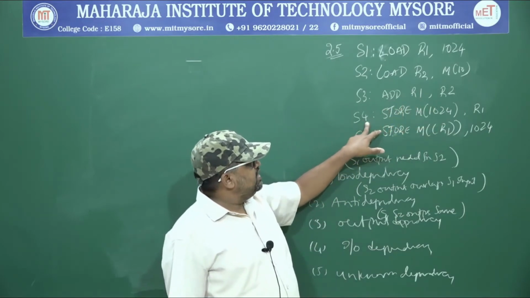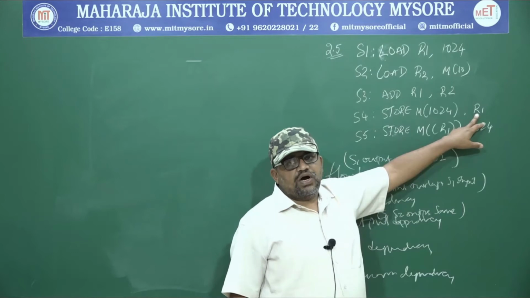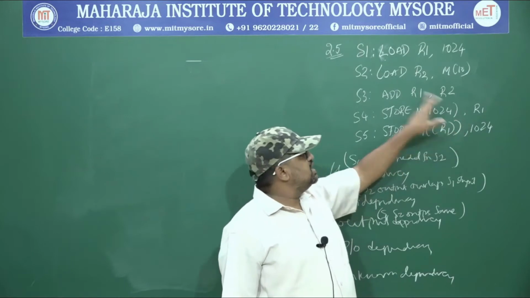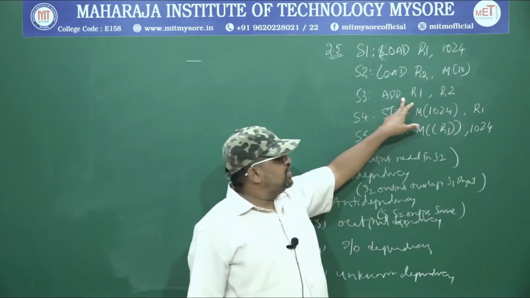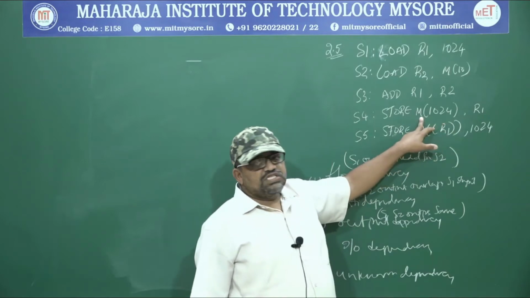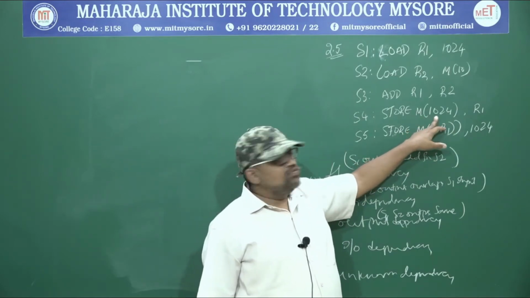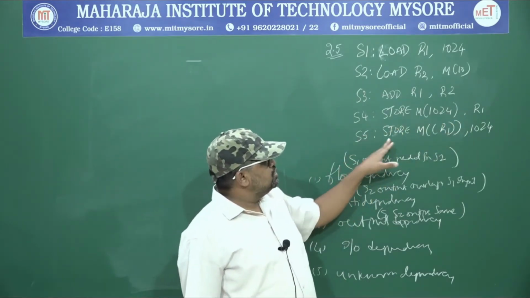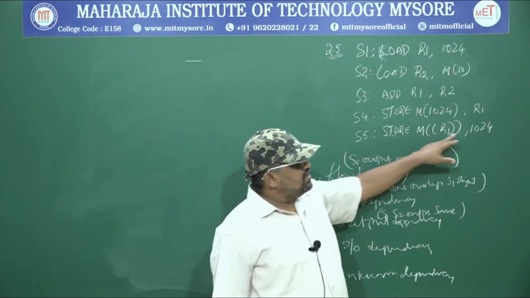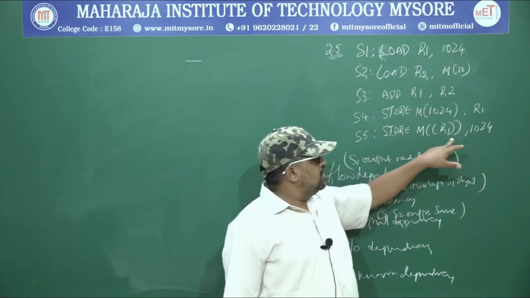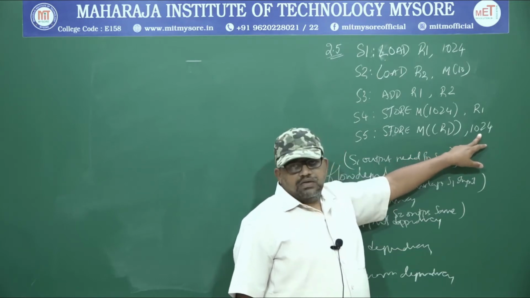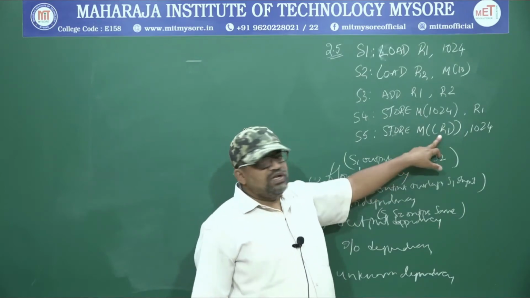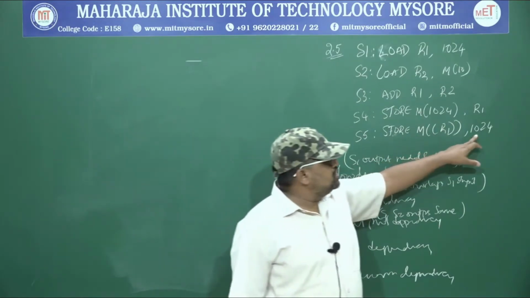Now the fourth one is store the contents of the R1 register. What does the R1 register contain? It contains the sum of R1 and R2, which is the output of the previous one. So move that into memory location 1024. Again, the fifth statement is store M of R1, 1024. What does it mean? Move the value 1024 into a location that is available in register R1. So you have to move this value before, right?